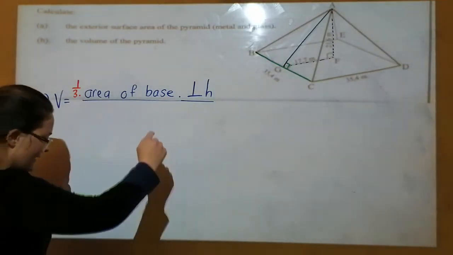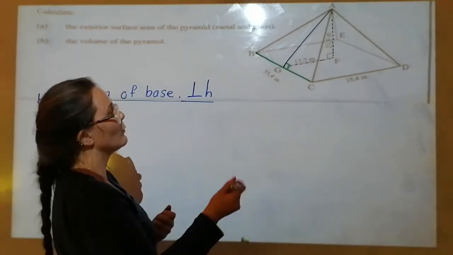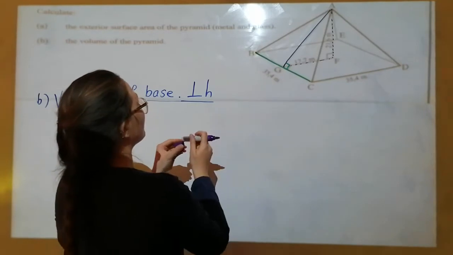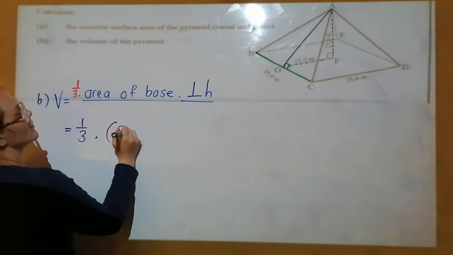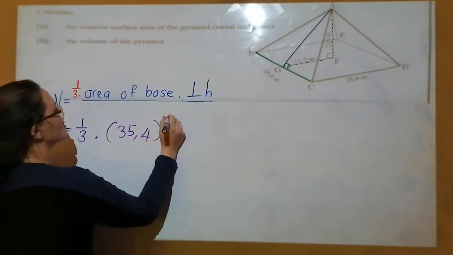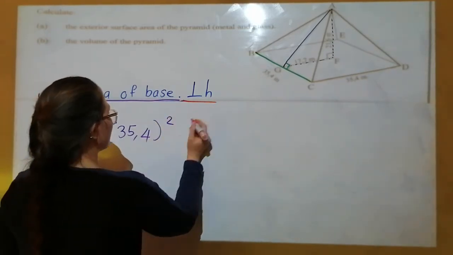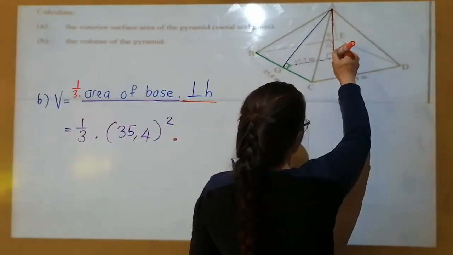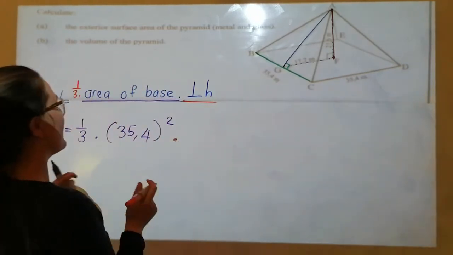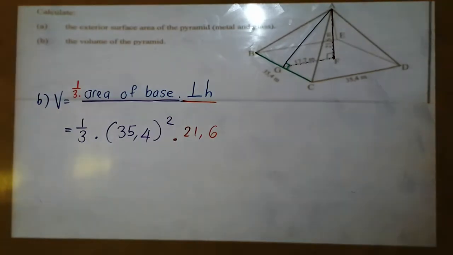So area of base, it is a square. So I know the area of a square is side times side, or side squared. The side is 35,4. So we've got 1/3 times 35,4 squared, that's the area of my base, times the perpendicular height. The perpendicular height, remember, runs from your apex down to the center of your 3D shape, and that was 21,6. And you put that into calculator and you're going to get an answer.